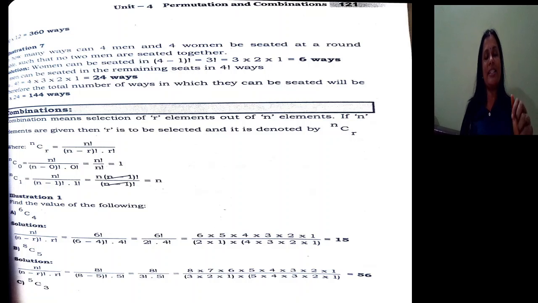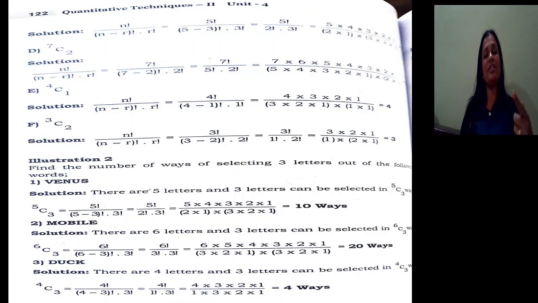The next one is 8C5. 8C5 means 8 elements are there and you need to select 5 elements. In how many ways can you select 5 elements out of the given 8 elements? 8 factorial divided by 8 minus 5 factorial into 5 factorial. The answer is 56. In the same way, 5C3 means there are 5 elements and you have to select 3. 5 factorial divided by 5 minus 3 factorial into 3 factorial. That is the answer. Next, 7C2: 7 factorial divided by 7 minus 2 factorial into 2 factorial. You have to find out the answer.